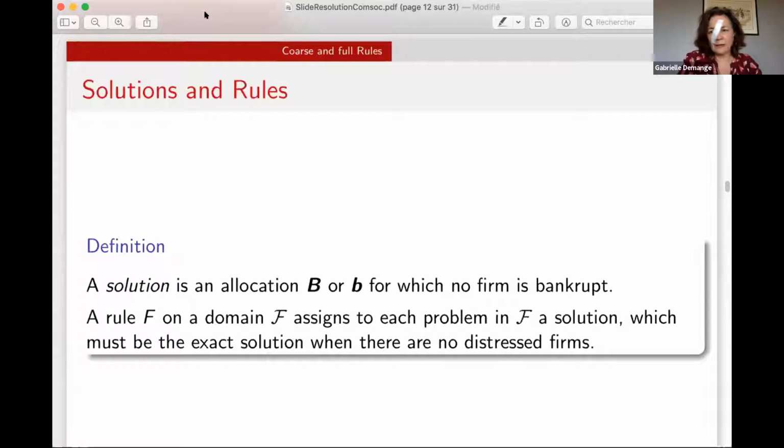So I just recap what I call solutions. It means an allocation such that no firm is bankrupt, and a rule, which can be coarse or full, assigns a solution to each problem. I don't specify for the moment what F is; it will depend on the constraint. And it must assign the exact solution when there are no distressed firms, but otherwise it assigns a solution.